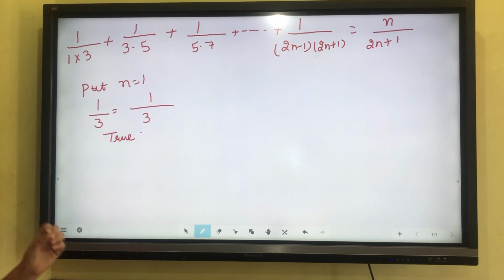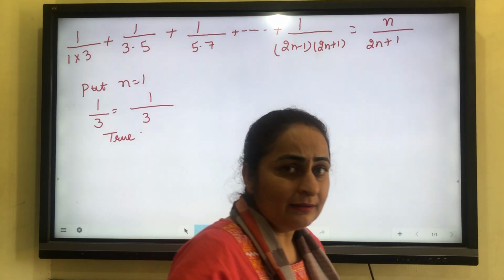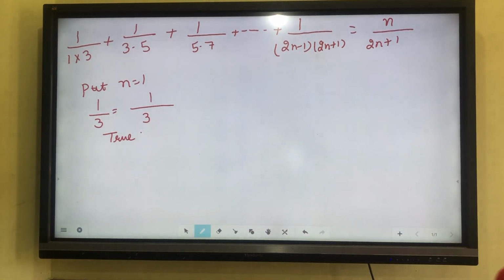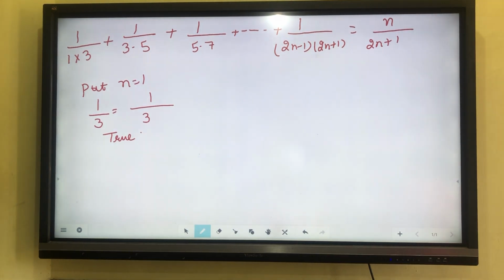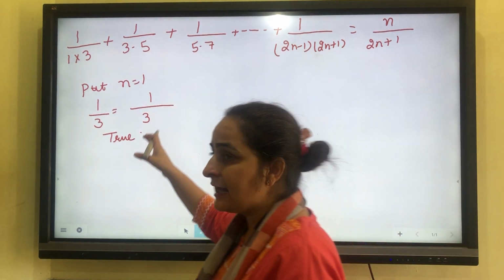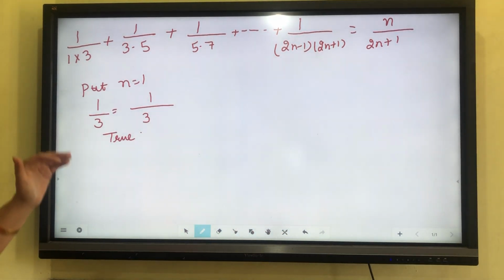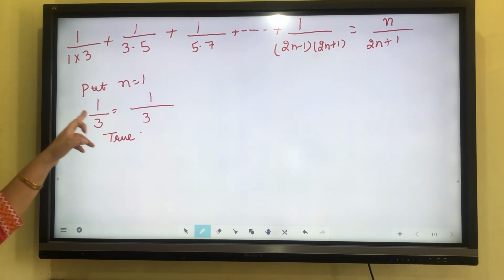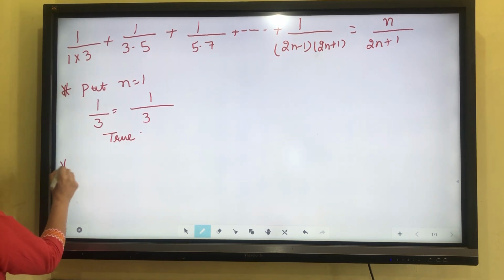Always we have to use 3 steps for proving the result. Whether the left hand side of the series is equal to the right hand side or not, we have to prove it by mathematical induction. For showing the mathematical induction, there are 3 steps. This is just like a theorem. In each and every question, we have to use such steps. First, n is equal to 1, and second step is put n is equal to k.